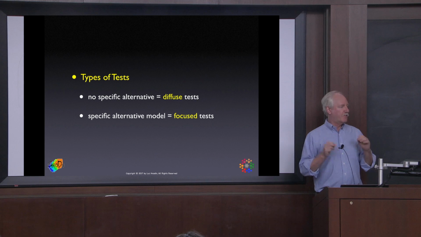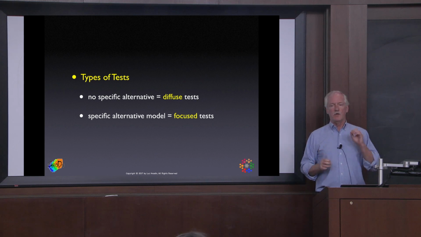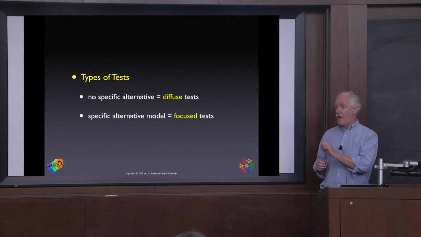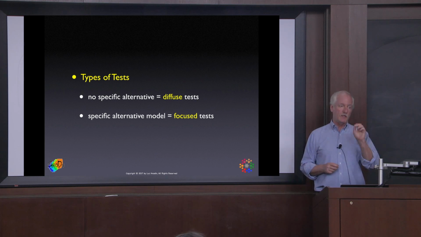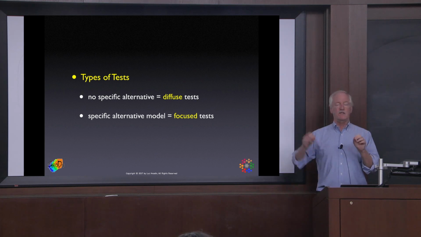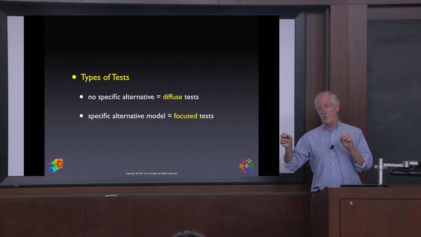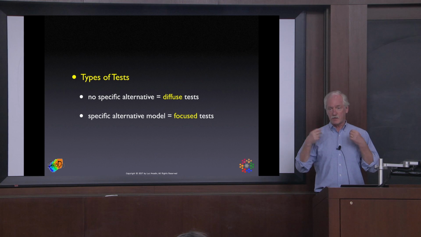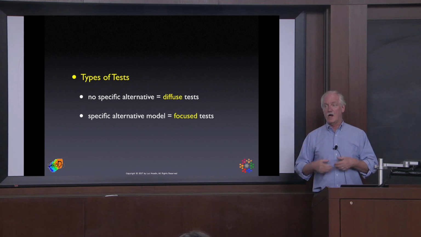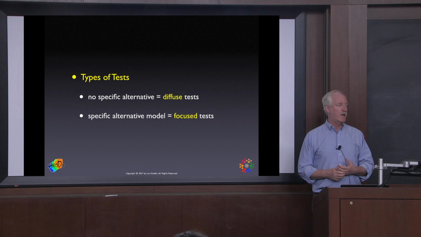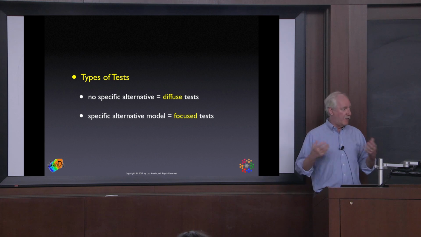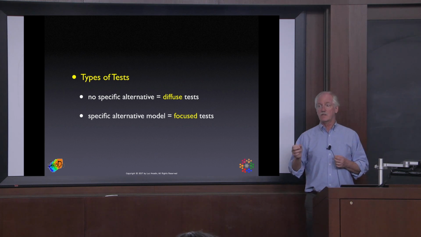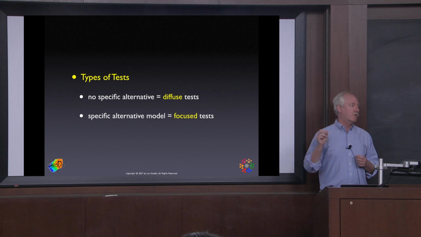They would be tests, for example, where you say, okay, the null in a spatial lag model is that rho is 0. The alternative is that rho is not 0. What do we call that? We call that a significance test on rho in our daily vocabulary. That's nothing but that. That's a very focused test. There's a very specific alternative.